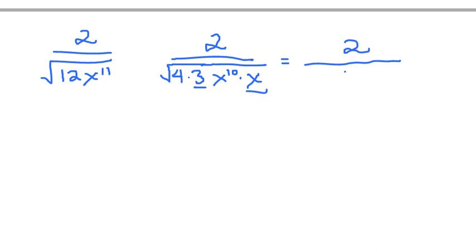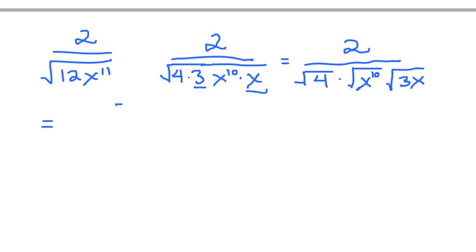So we have the square root of 4. We have the square root of, it's not the square root of 10, the square root of x to the 10th, and then the square root of 3x. Okay.